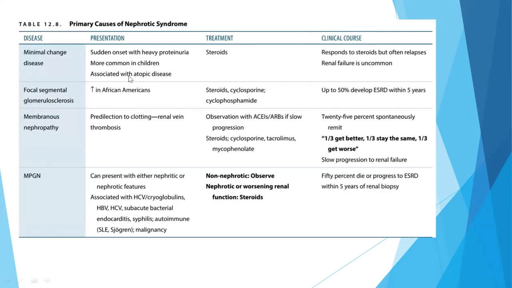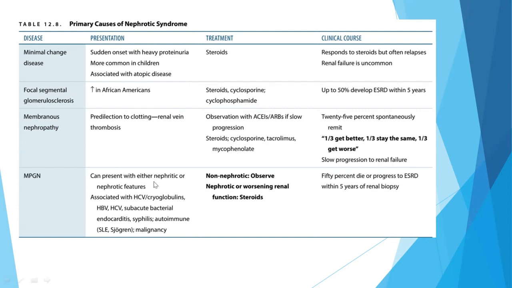Now, these are the primary causes of nephrotic syndrome. Minimal change disease: sudden onset with heavy proteinuria, more common in children, and associated with atopic disease. Treatment is by steroids. Focal segmental glomerular sclerosis is more common in African Americans, and the treatment is by steroids and cyclosporin. Membranous nephropathy has a predilection to clotting, and renal vein thrombosis can occur. Treatment is observation with ACE inhibitors and angiotensin receptor blockers, and steroids.